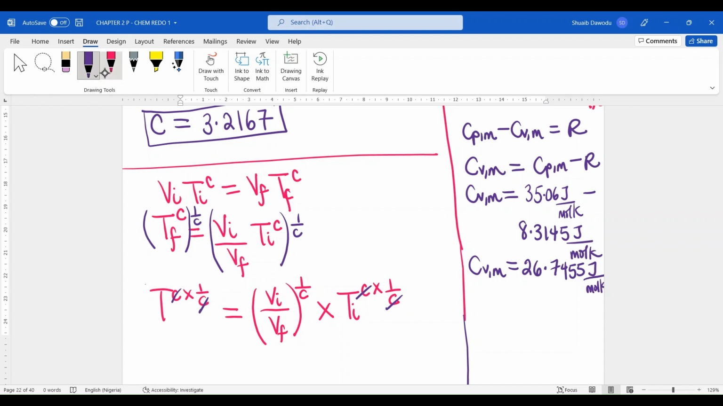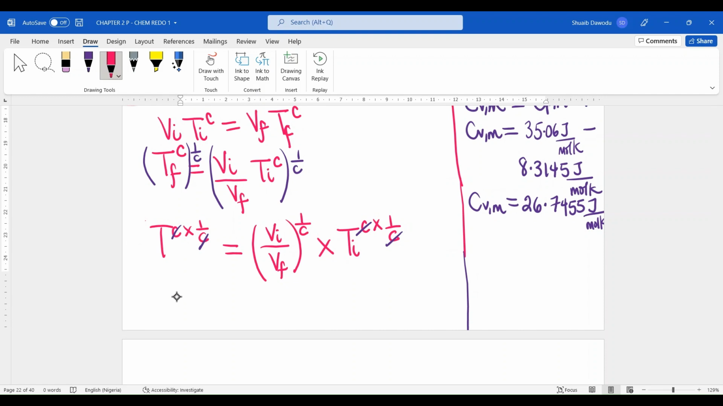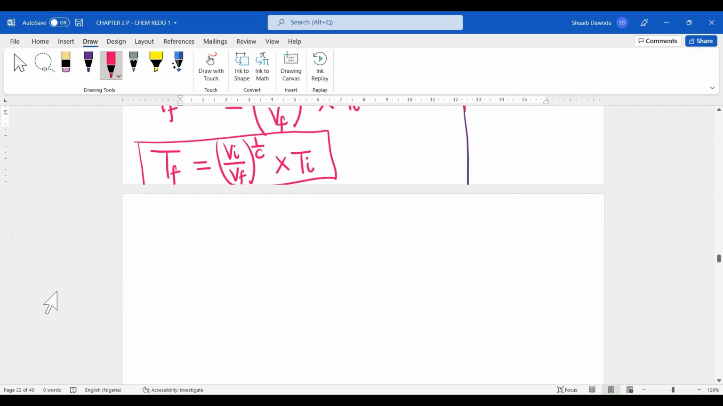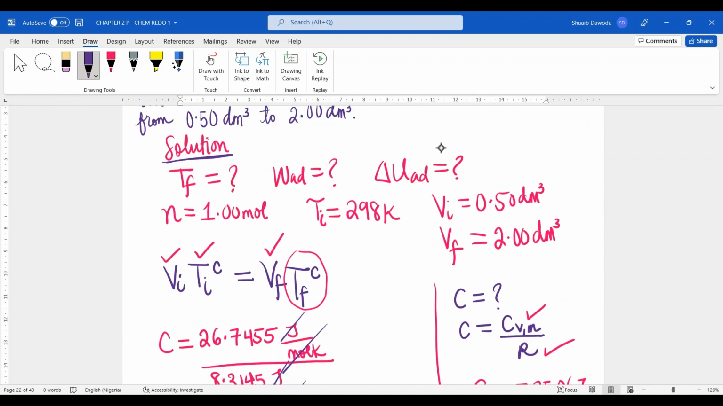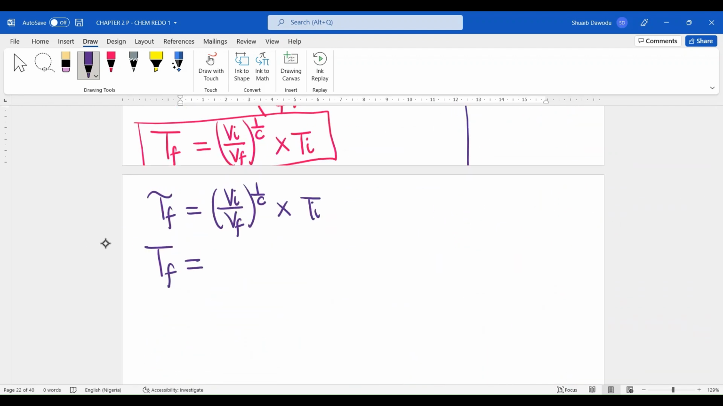So rewriting our equation, the new equation that is going to be easy for us to work with is T final equals V initial divided by V final raised to the power of 1 over C, times T initial. This is the equation we're going to be working with in this question. So let me rewrite this here and we can now simply substitute. Going back up, we see that V initial is 0.50 dm cube and V final is 2.00 dm cube. So V initial is 0.50 dm cube, divided by V final, 2.00 dm cube, raised to the power of 1 over C.